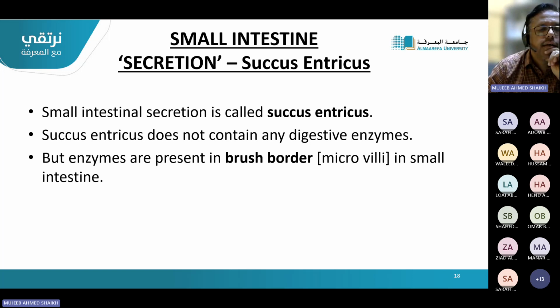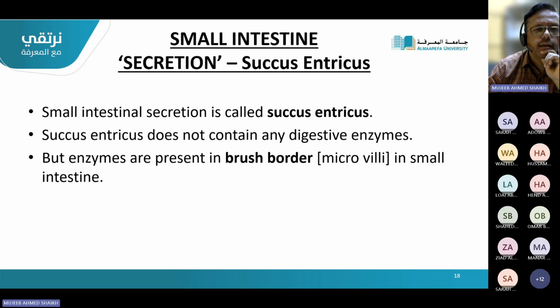And it is secreted by, and here you have to remember the histology of the small intestine. The small intestine is thrown into various folds. Over the folds, you will find there are villi. Over the villi, you will find cells. Over the cells, you will find the microvilli. And these microvilli will form the brush border.